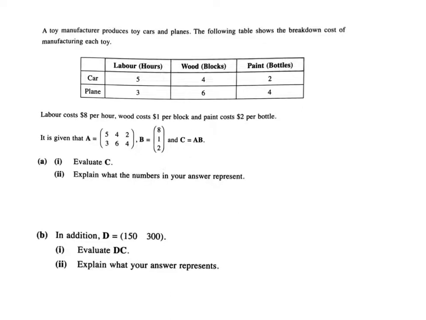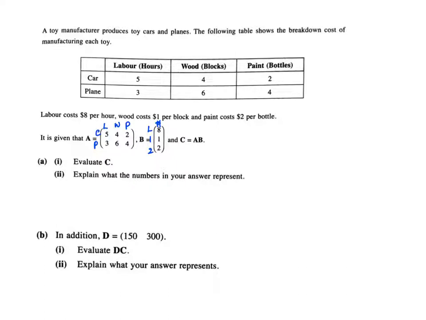Next question. A toy manufacturer produces toy cars and planes. The following table shows the breakdown cost of manufacturing for each toy. Now take a look at the matrix A. What does this mean? The rows mean car and plane. The columns mean labor, number of hours, wood, number of blocks, and paint bottles. They tell me that labor costs $8 per hour, wood costs $1 per block, and paint costs $2 per bottle. So this column is given in dollars, money.